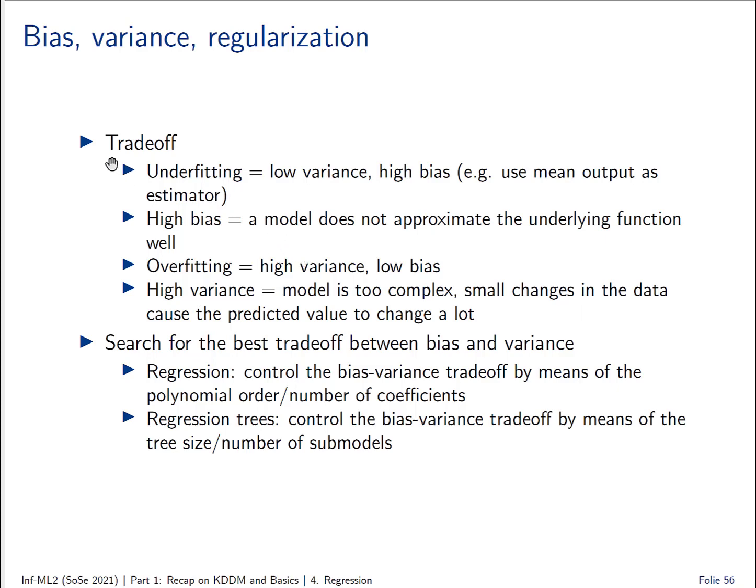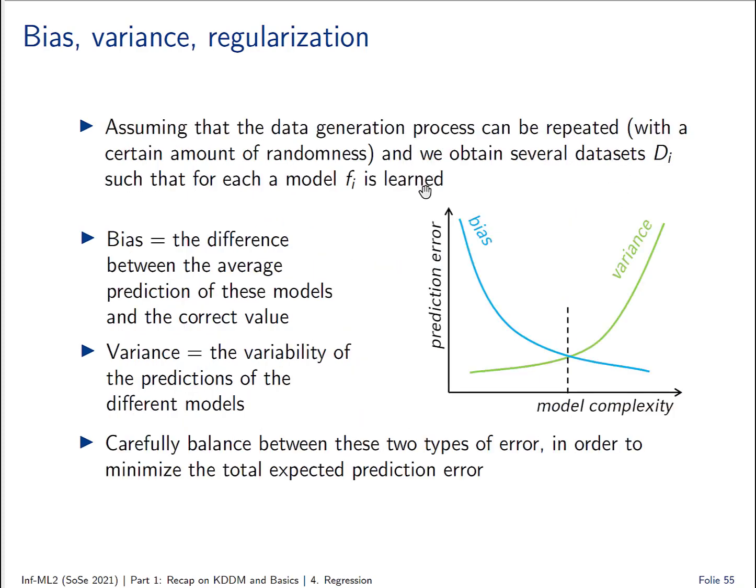So the trade-off with variance and bias is also related with overfitting and underfitting. Underfitting would be a low variance and a high bias. For example, if we use just the mean output as an estimator, which is a very simple model, we will have a low variance but a high bias. That's exactly the point here. Low variance, high bias. So the model complexity is low and we probably underfit.